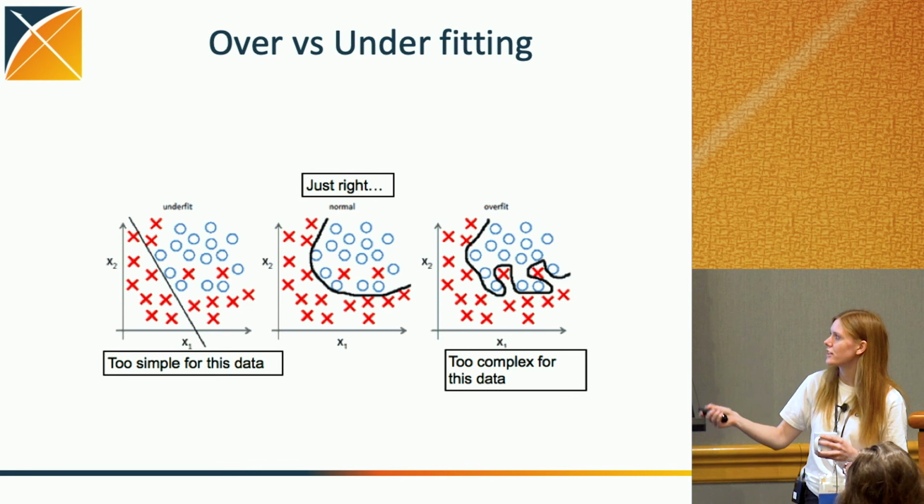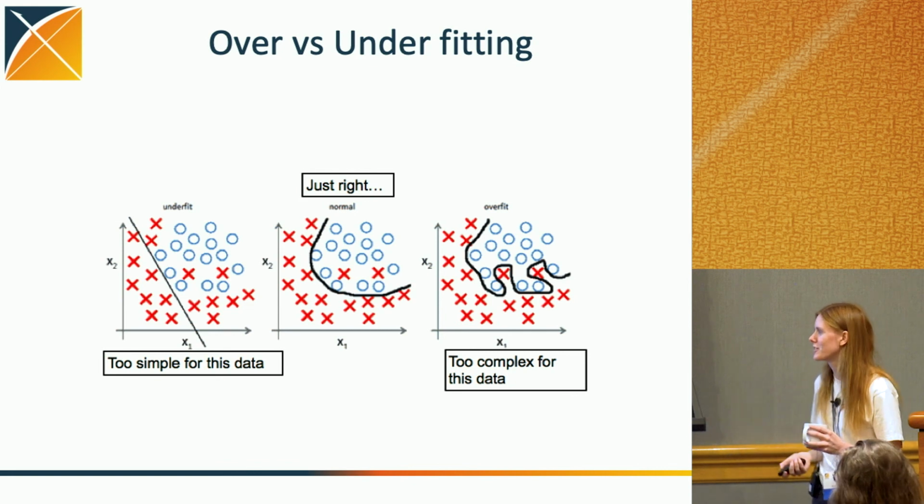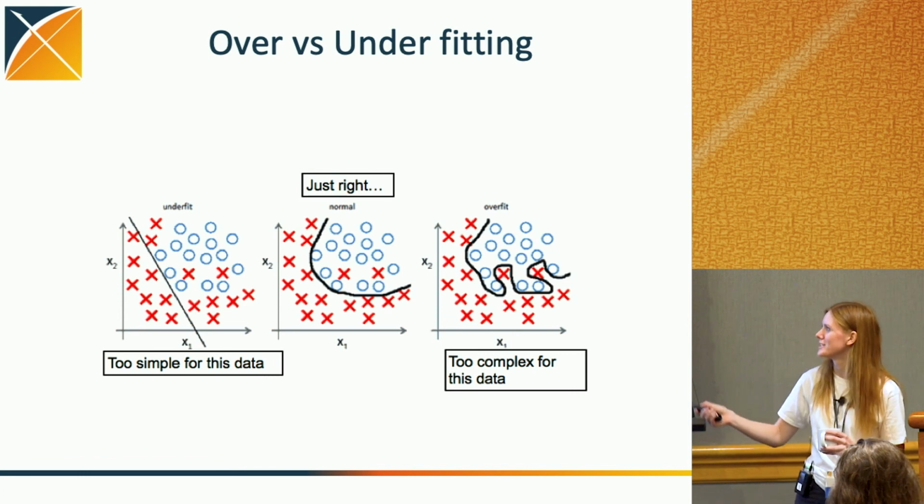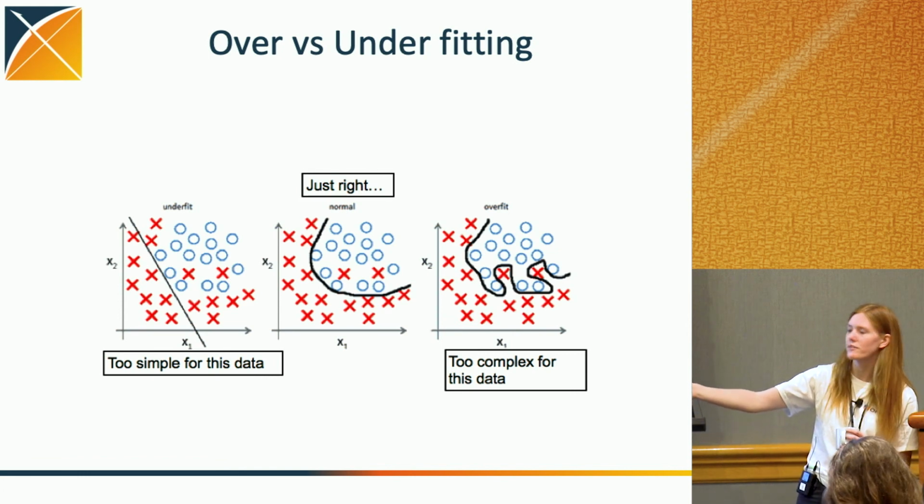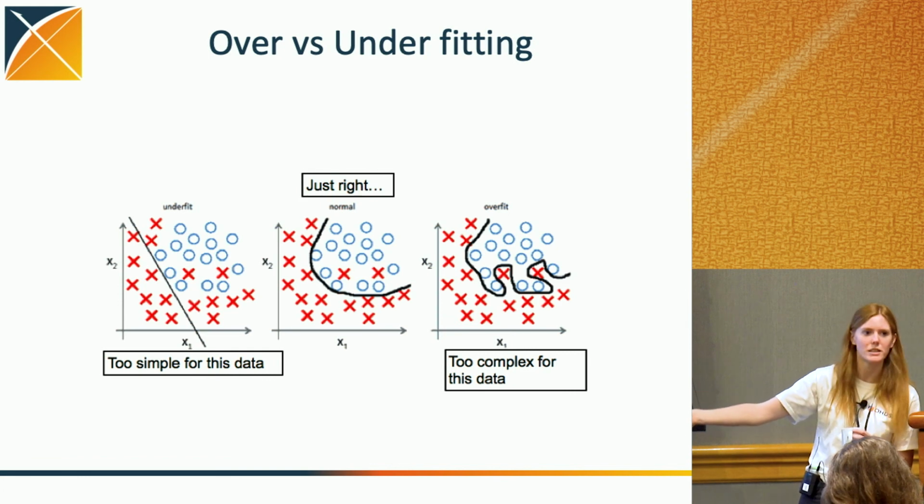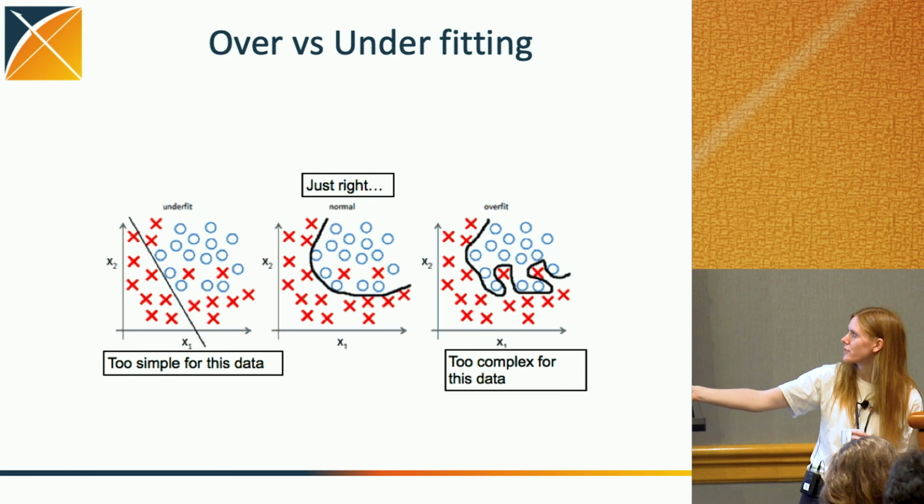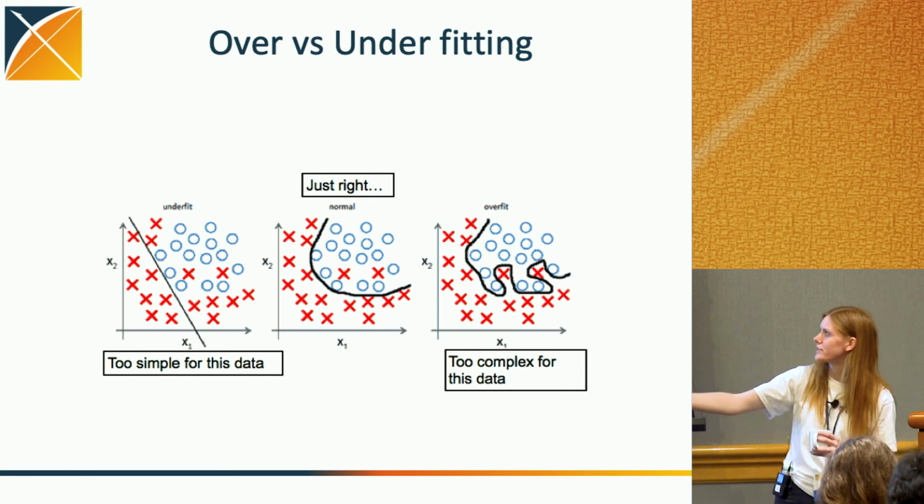So this is just a visualization, again, in 2 dimensions, because 2 dimensions is nice. I can't visualize more than 2 dimensions, so I stick to this. You've got underfitting, which is here, where you've got a very simple model. This is in case you've got a linear model, but your actual decision boundary shouldn't be linear. It should be more of some sort of quadratic. So this is too simple.